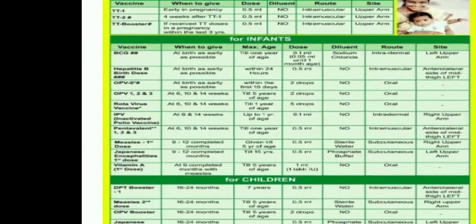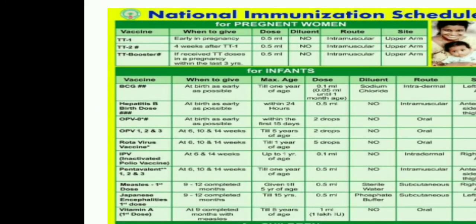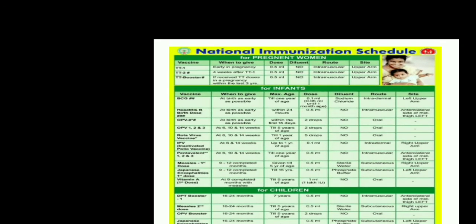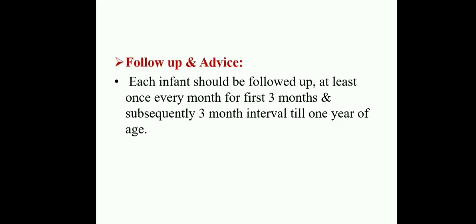After that you should administer vaccines at 6 weeks, 10 weeks, and 14 weeks. Those vaccines are hepatitis B, OPV, and DPT. These vaccines should be given at 6 weeks, 10 weeks, and 14 weeks. This is about the national immunization schedule. Next is follow up and advice. Each infant should be followed up at least once every month for the first 3 months, and subsequently at 3-month intervals till 1 year of age. Follow up is very very important.